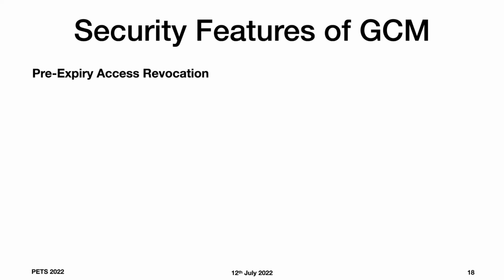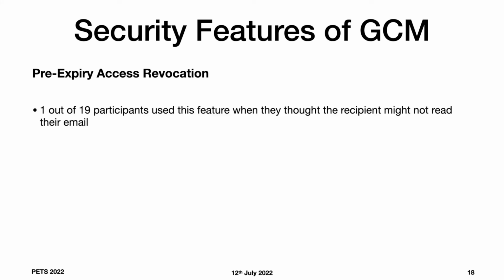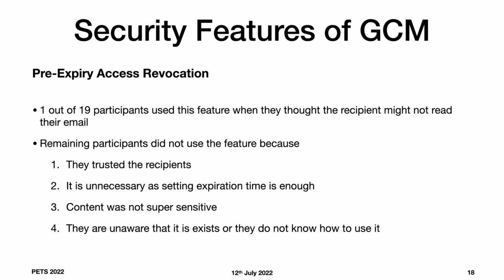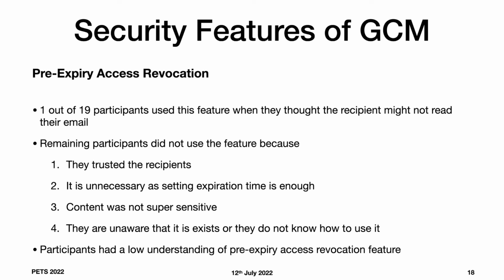Next, we looked at the pre-expiry access revocation feature. Only 1 out of the 19 participants used this feature when they thought that the recipient might not read their email. The remaining participants did not use this feature because they trusted the recipients or they deemed it unnecessary, as setting the expiration time on the email was enough. Other reasons included the fact that email content was not super sensitive, or the participants were unaware that this feature existed, or they did not know how to use it. Therefore, our participants had a relatively low understanding of the pre-expiry access revocation feature.